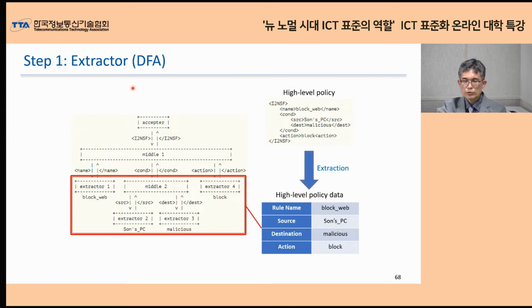Then the extractor takes the high-level policy XML file and extracts important data: block, web, son's PC, and malicious. The block is the high-level policy data, extracted using this DFA. DFA is a deterministic finite automaton; it traverses using tags, extracts data, then travels back and takes out son's PC, malicious, and block.